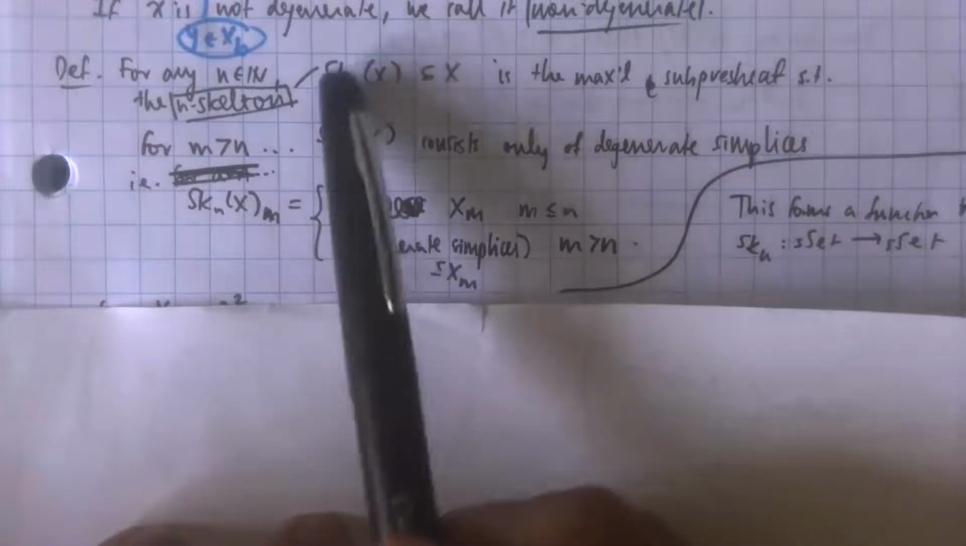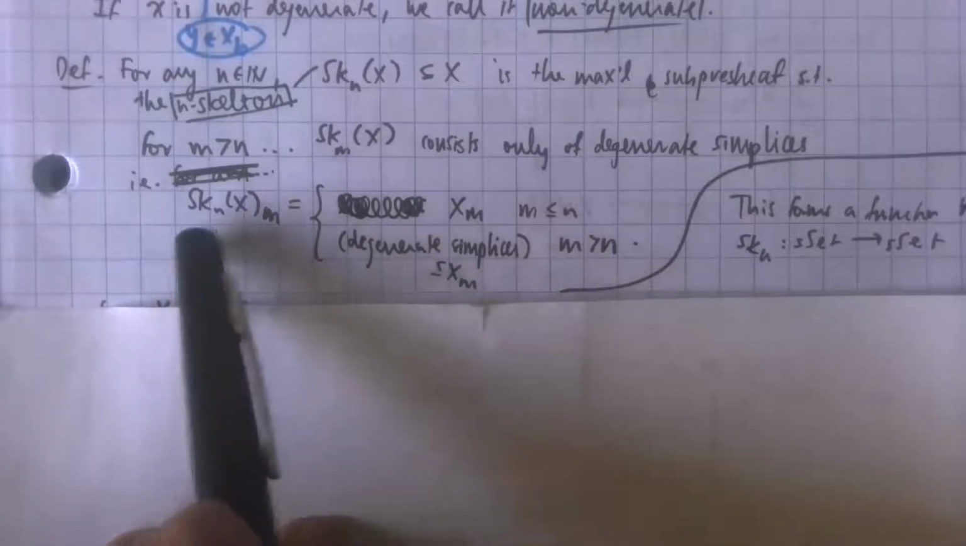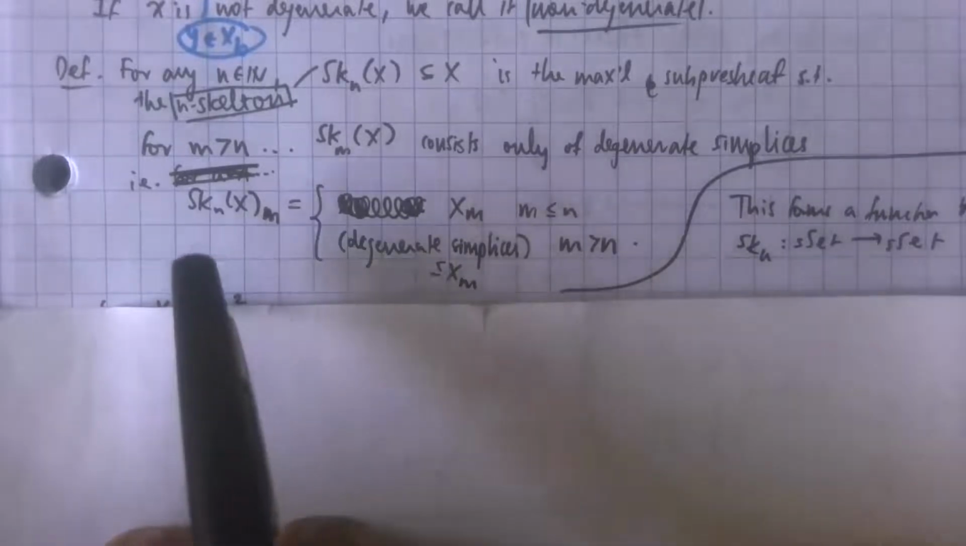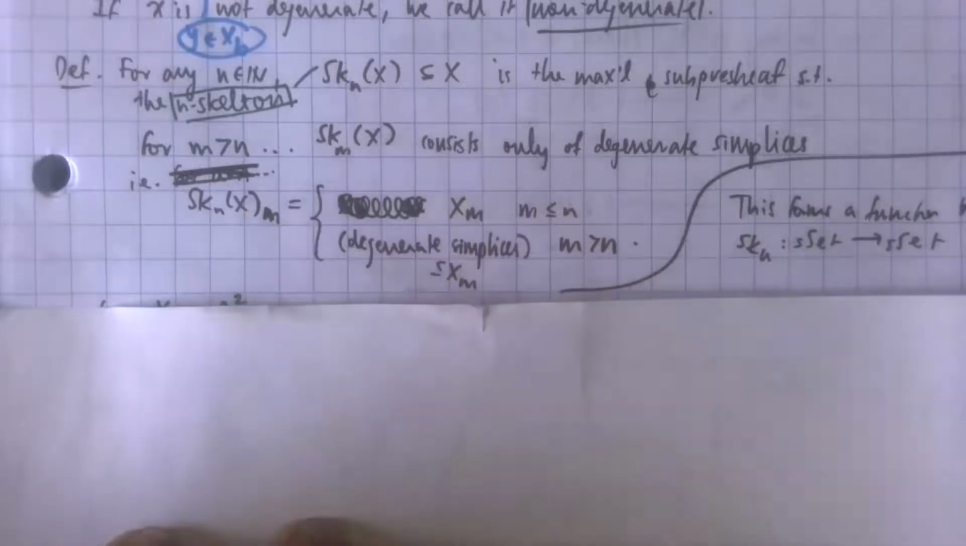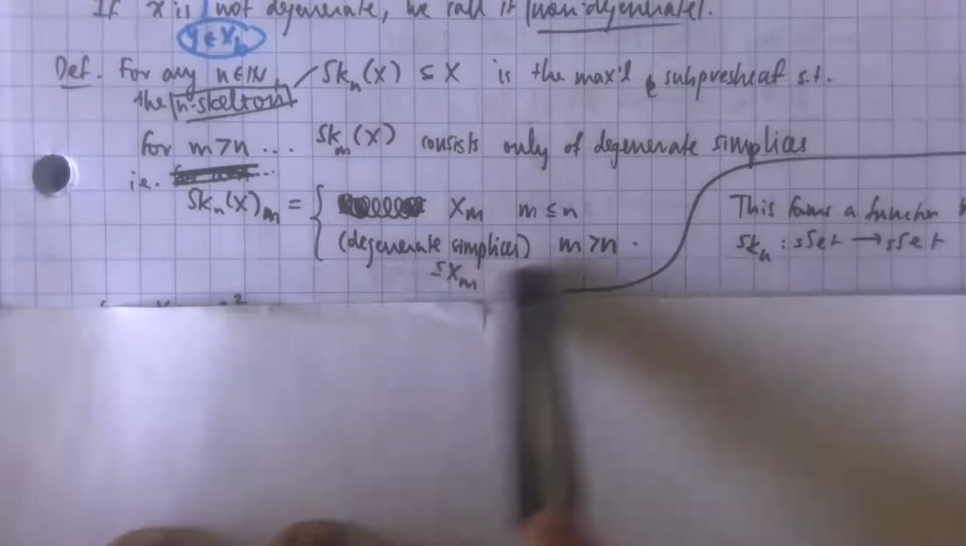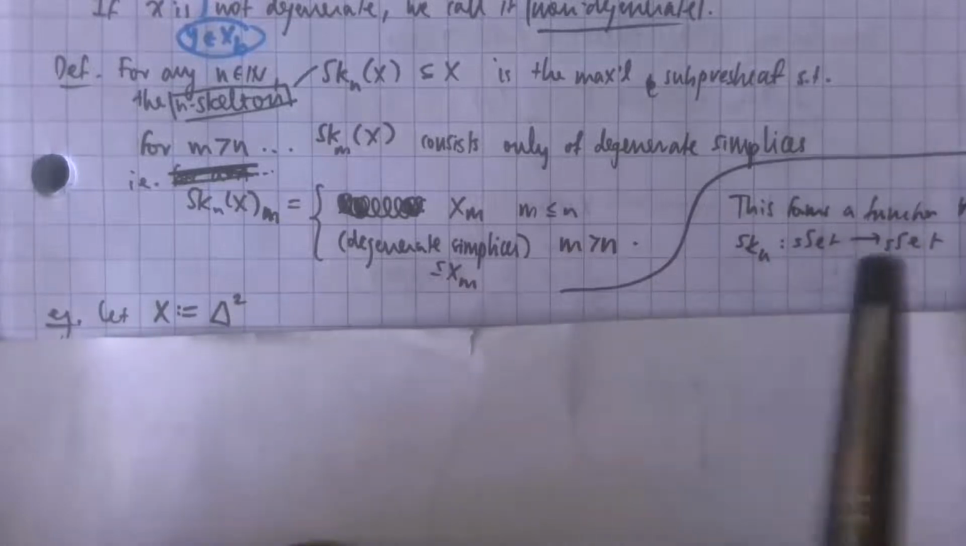Okay, and then skeletons. For any n, we form a sub presheaf called the skeleton of X, and it's defined in this way. Basically, it just contains all non-degenerate things up to level n, right? So sk_n X in dimension m, the set of m-dimensional sections, is just the same as X all the way up to n, and then for m greater than n, it consists of degenerate simplices only. This ends up forming a functor from simplicial sets to simplicial sets.